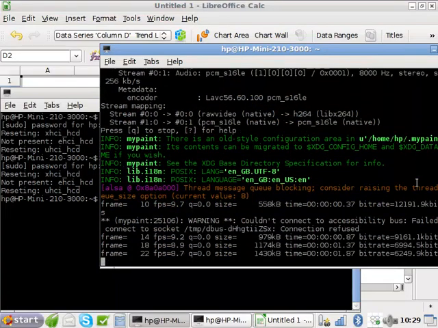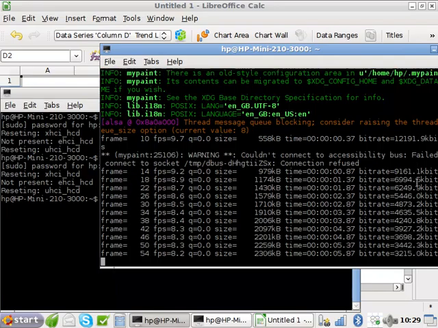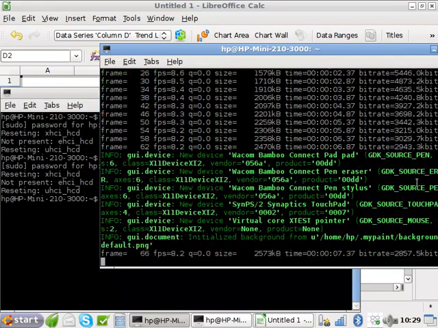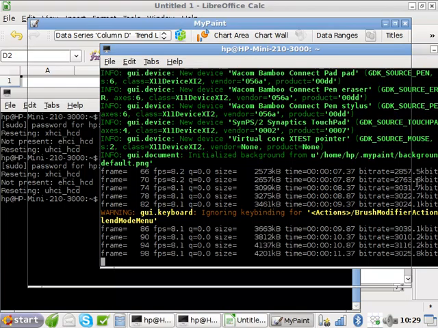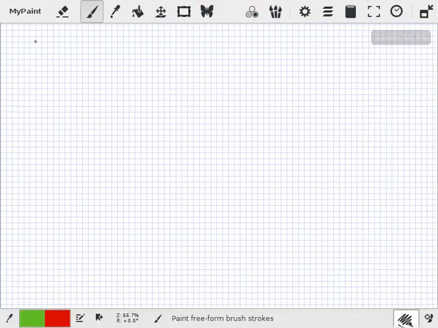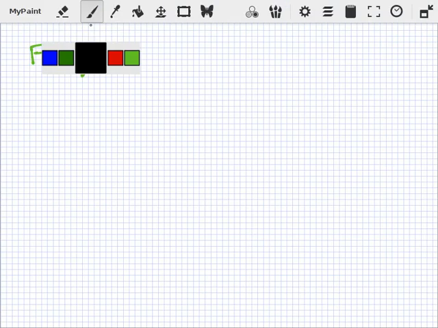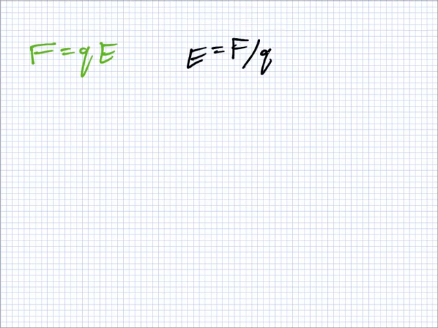Define electric field strength. So what is electric field strength? Electric field strength. Getting closer. You remember that F equals QE, don't you? Oh yeah. So E equals F over Q. So electric field strength is the force experienced by a charge.